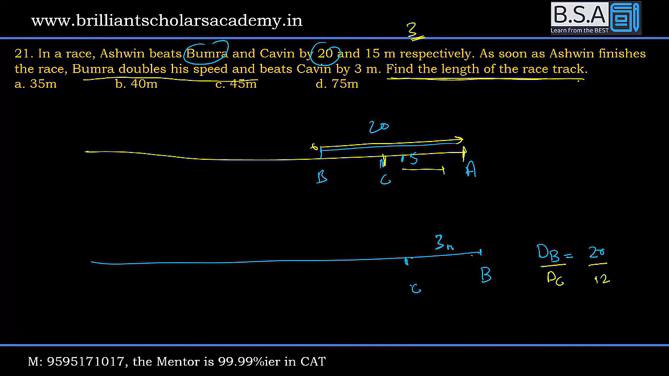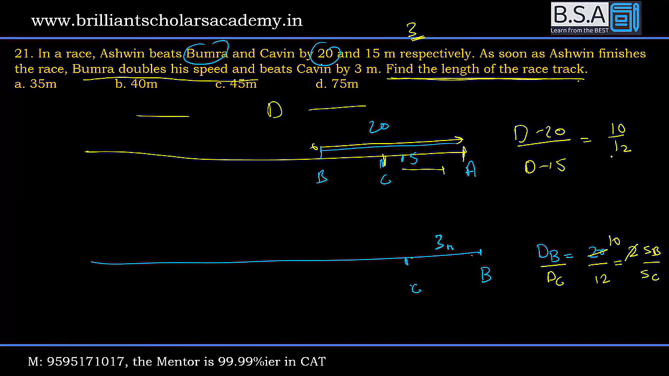अभी ये जो स्पीड है, it is not the natural speed of Bumrah. It is twice the speed of Bumrah upon Kevin. Kevin did not change his speed, Bumrah doubled his speed. So right now, the actual speed ratio, the original speed ratio is 10 by 12. If the total distance is d, Bumrah has traveled d minus 20. Kevin has traveled d minus 15. That ratio is 10 by 12. खत्म आपका सवाल.